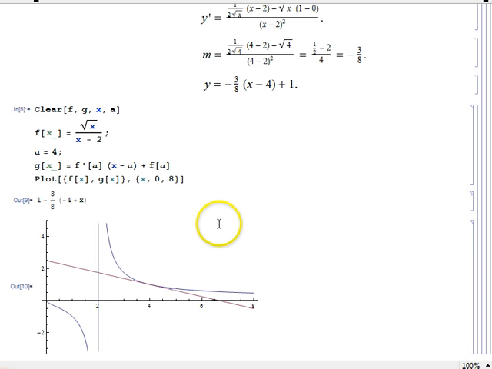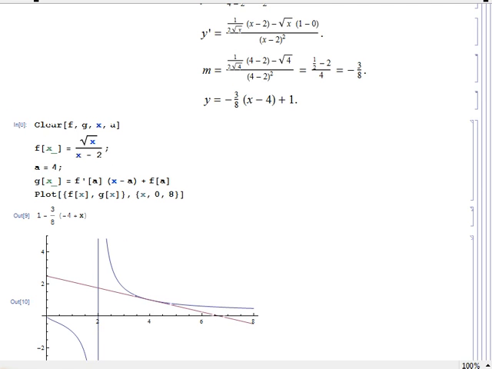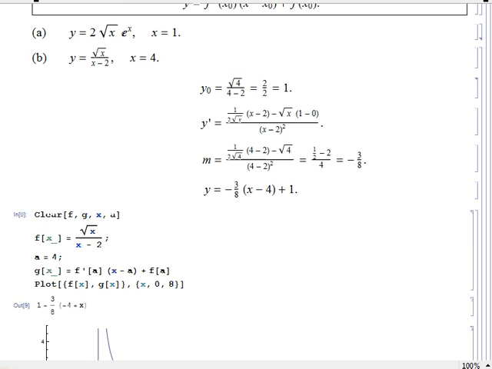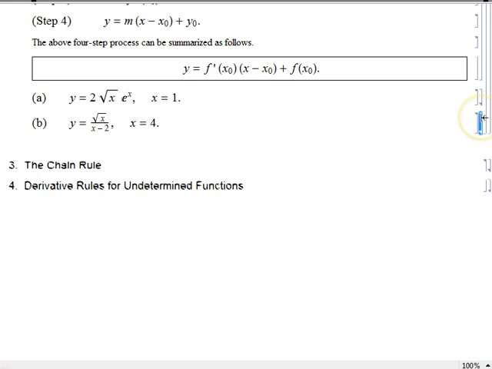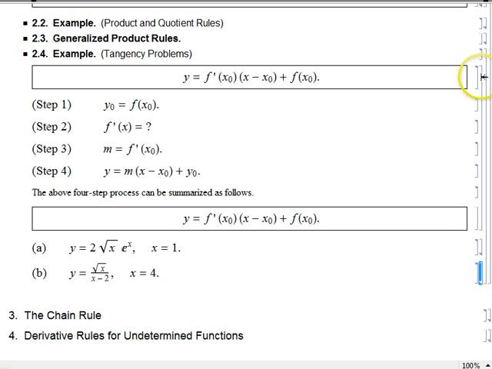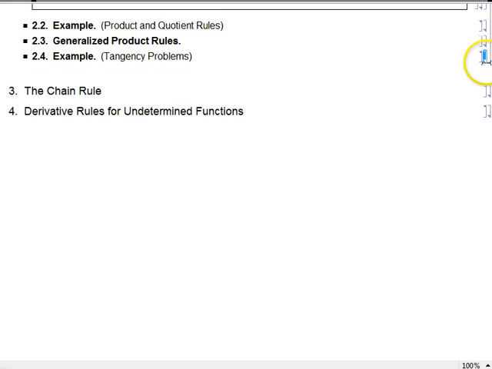And here's the justification by the graph. Blue is the curve, and purple is the tangent line, with slope negative 1/3. Okay, there it is. Obviously we have quite a bit of time left, so let's move on to an application.